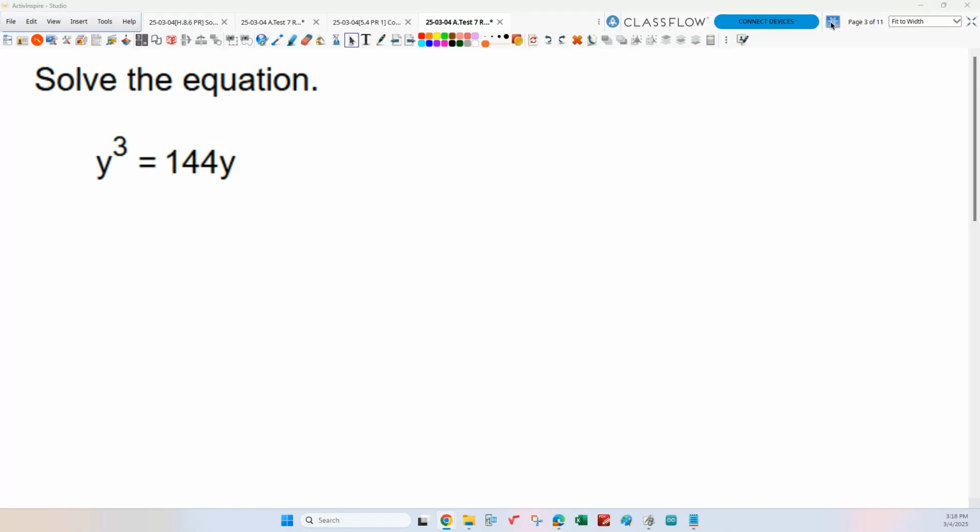Good. So we're going to subtract that 144y to the other side, and I get y cubed minus 144y equals what? 0. Good. Okay. Now my strategy is always the same. Once I get a polynomial equation into standard form, I want to try to factor the left side completely so I can set the factors equal to 0 to find the solutions, right? Okay, so I have to factor the green expression.